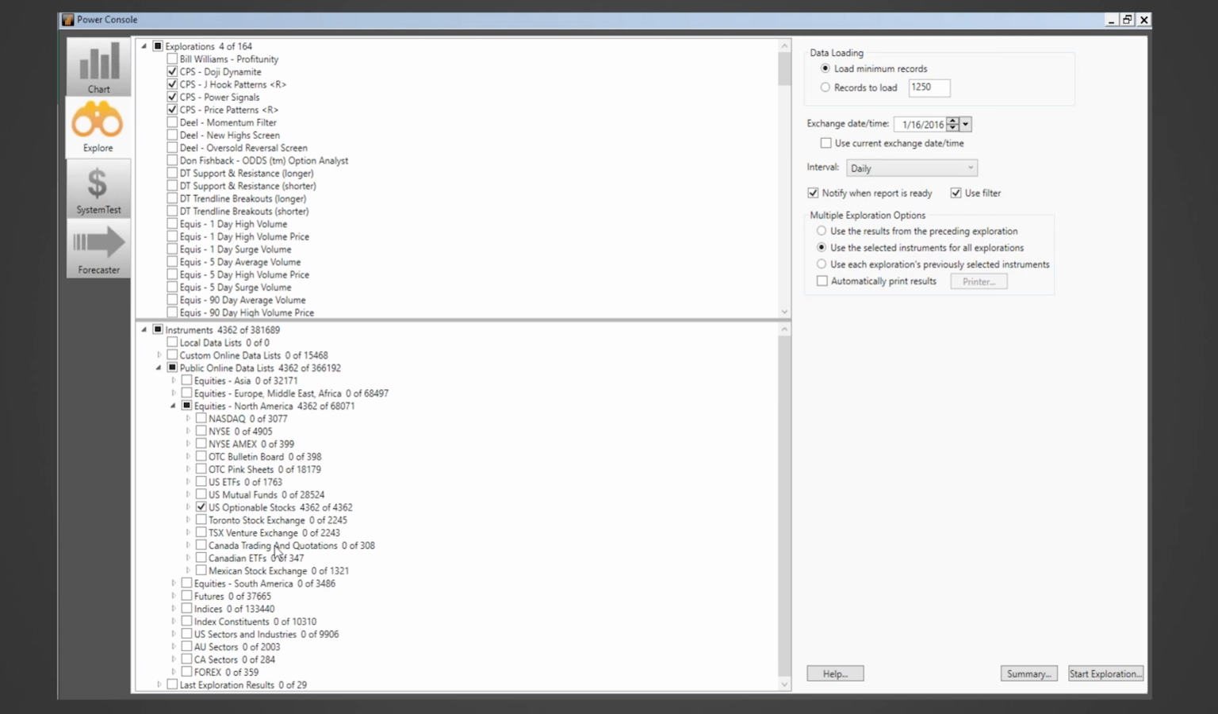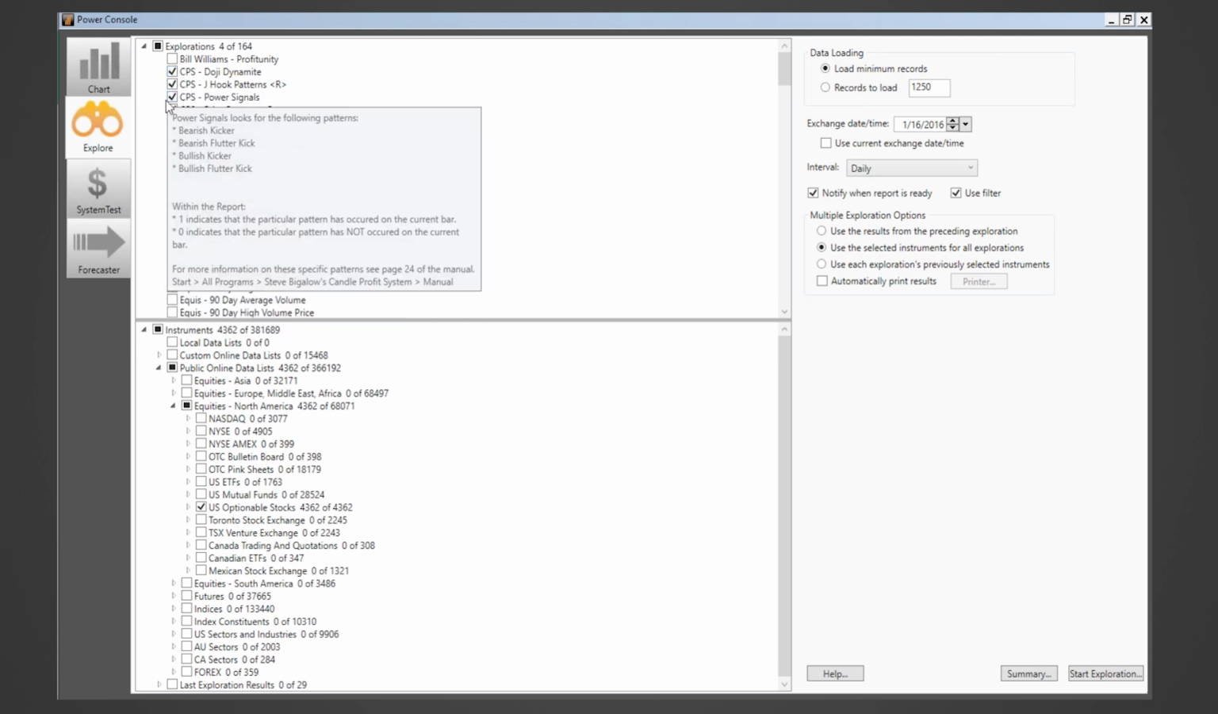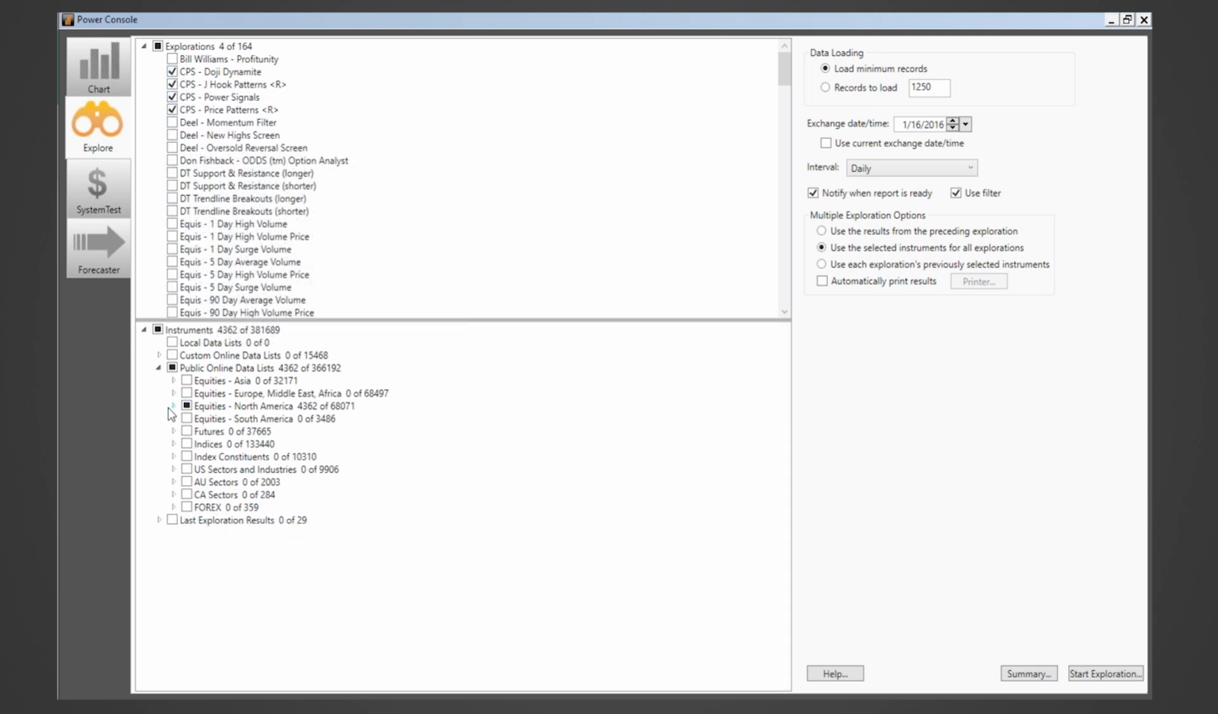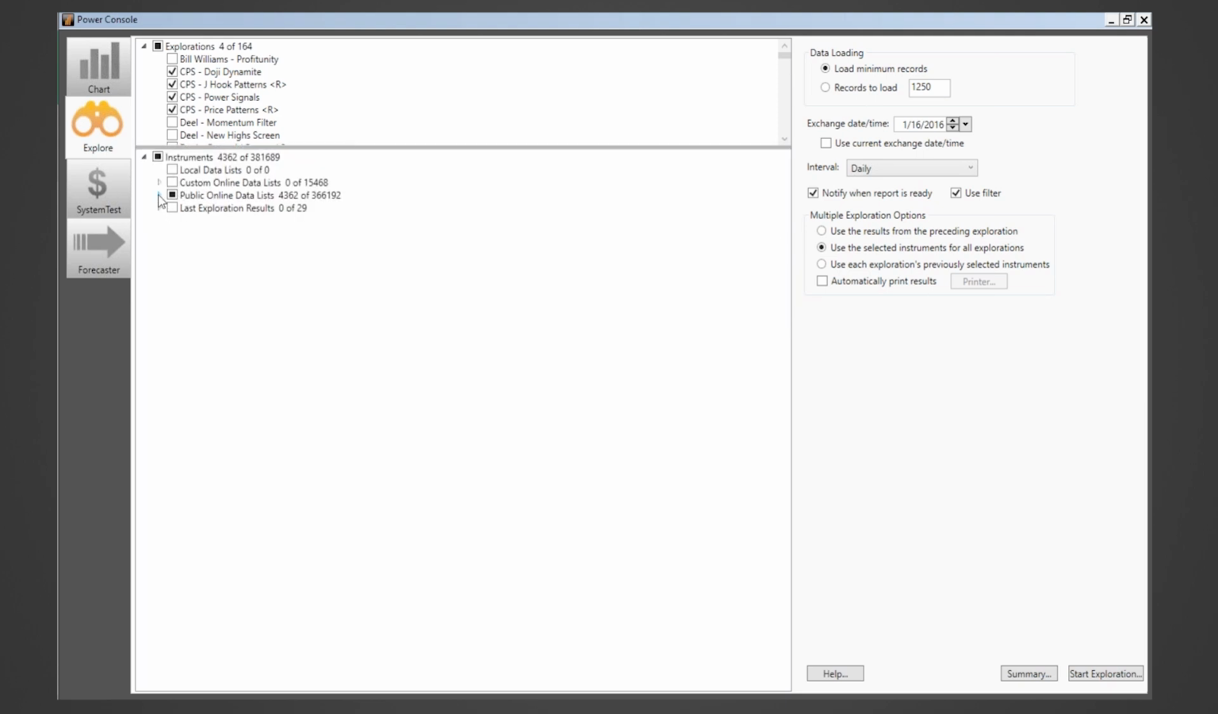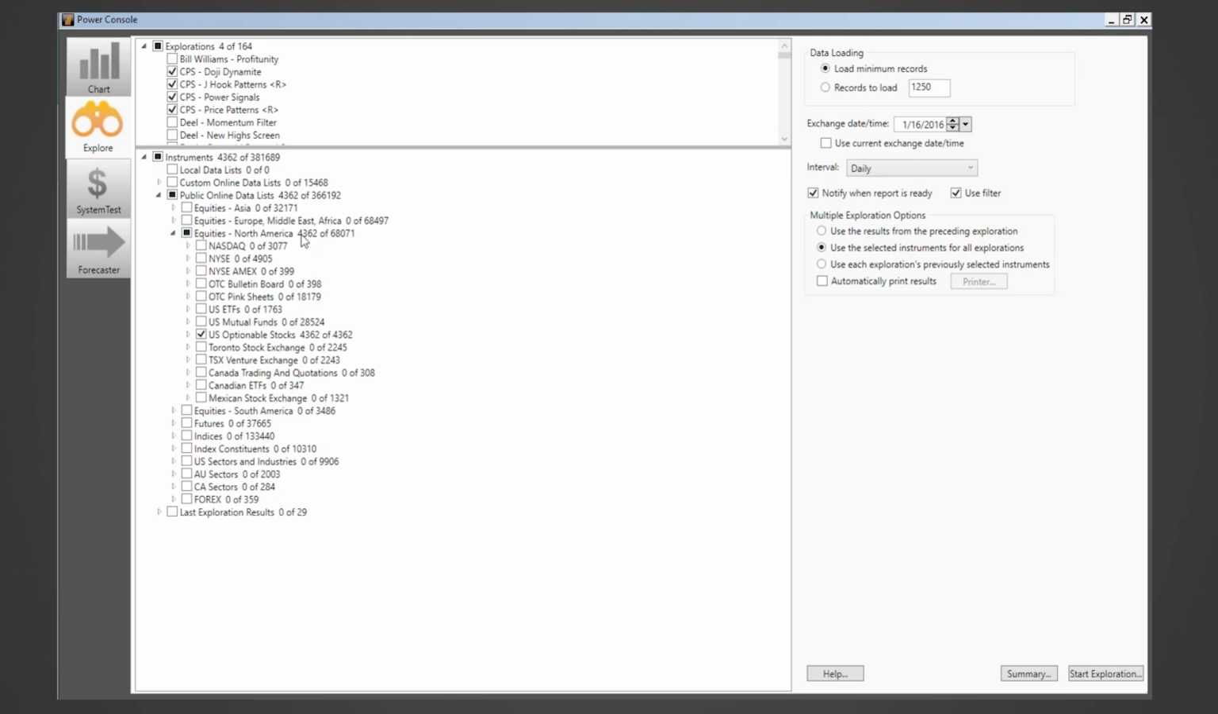So in any case, you're just going to select the scans you want to run. You're going to come down here, and your list is going to look like this initially. And you just click on Public Equities. You can come down into Equities North America, and just by check marking here, I can go through all 4,362 optionable stocks. To run Steve's scans on a pretty good internet connection, it takes about 2 or 3 minutes is about how long it took me to run them. You can also do ETFs.